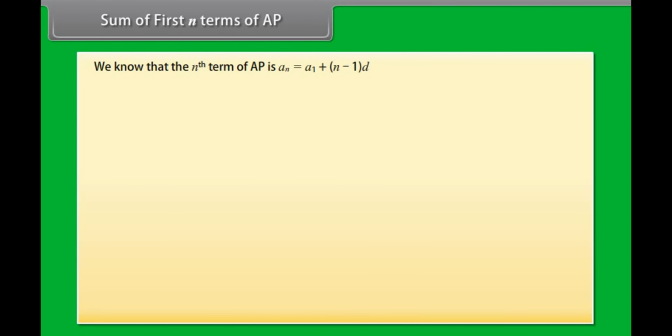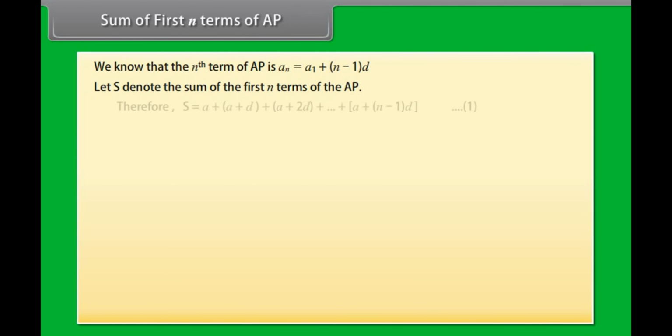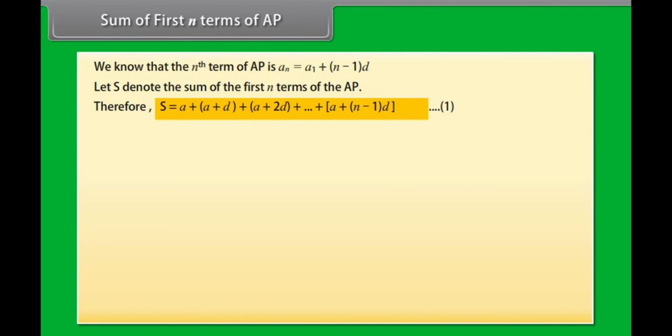We know that the nth term of an AP is an is equal to a1 plus (n minus 1)d. Let S denote the sum of the first n terms of the AP. Therefore, we have S is equal to a plus (a plus d) plus (a plus 2d) plus so on plus (a plus (n minus 1)d). Mark it as equation 1.